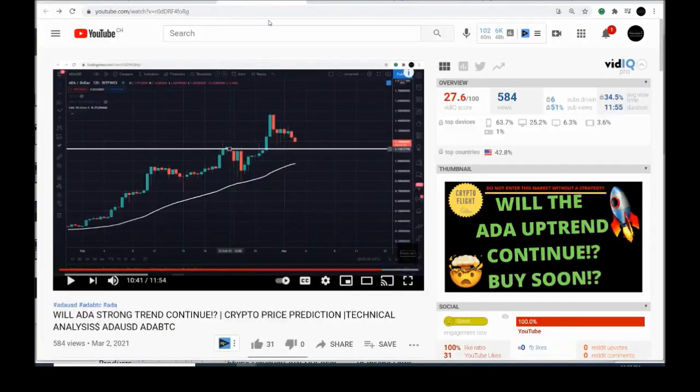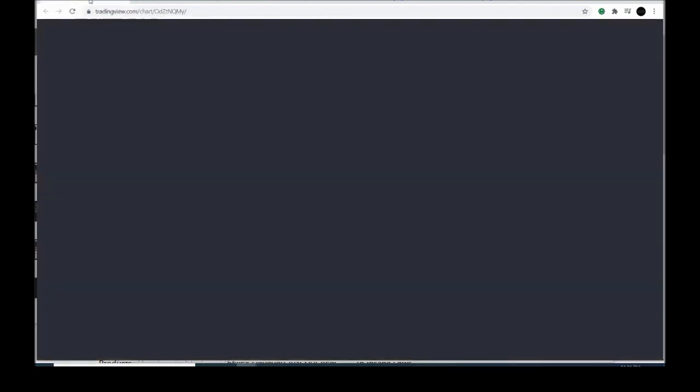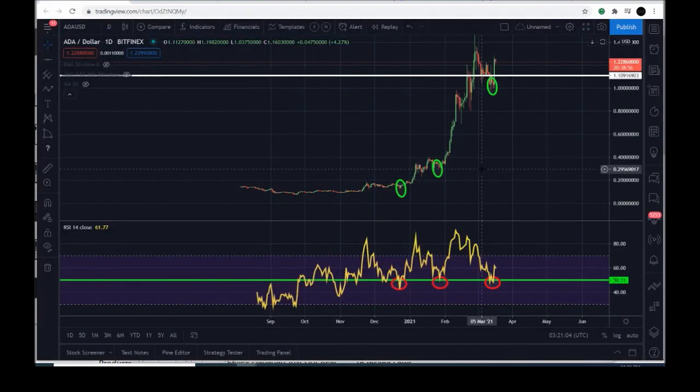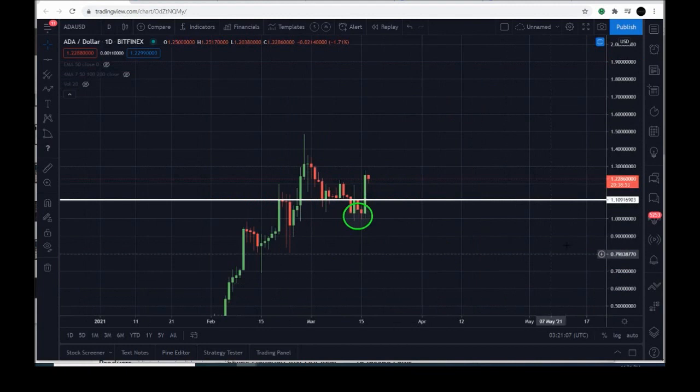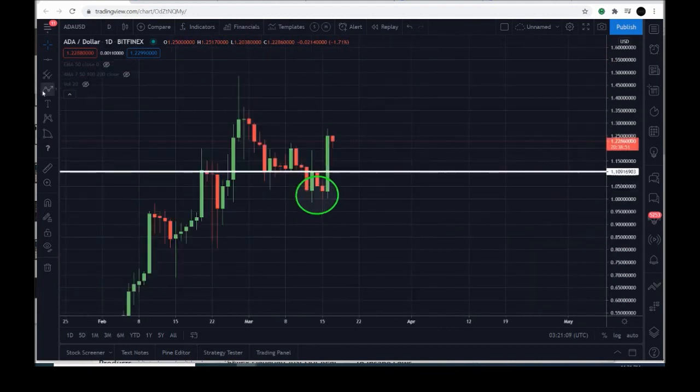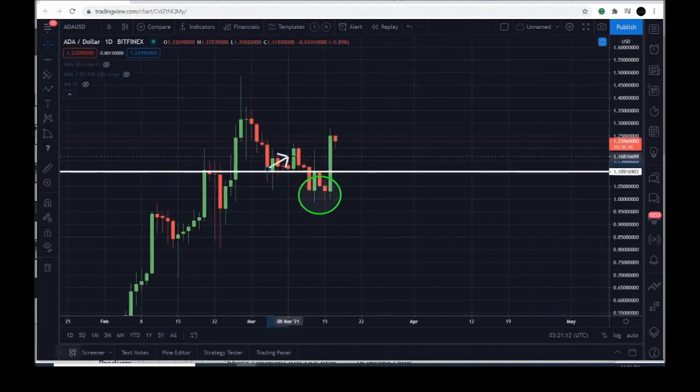Here's a previous video that we posted back on March the 2nd, 2021: Will ADA strong trend continue? If you notice that little white line on the screen, that's the USD pairing, and it's the same line right here. Notice how the price dipped below that line, and then popped right back above it. When we posted the video, the price was somewhere right here, near the current level and just above it.